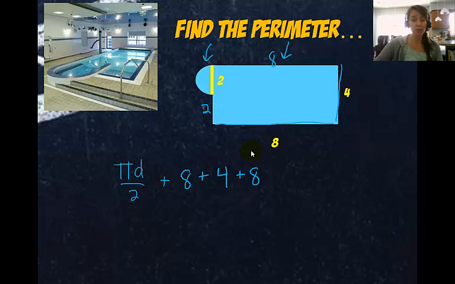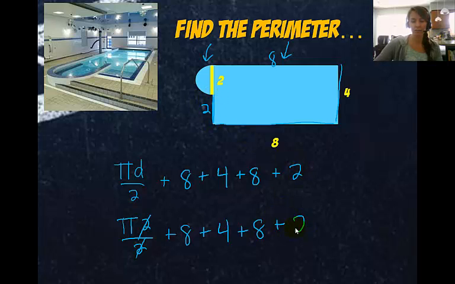So there's not too much to do on this one that's out of the ordinary, but pi times diameter, or pi times 2, because our diameter is 2, divided by 2. Oh, look, I can go ahead and cancel those out, right? Plus 8 plus 4 plus 8. Oh, and I forgot my plus 2. That small little section right there, okay?